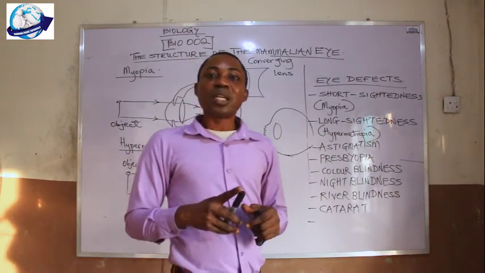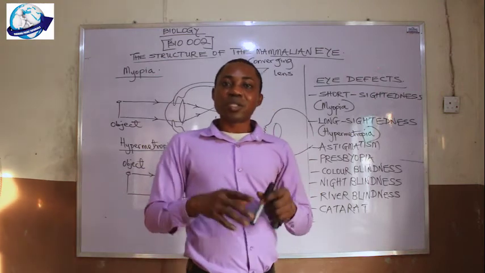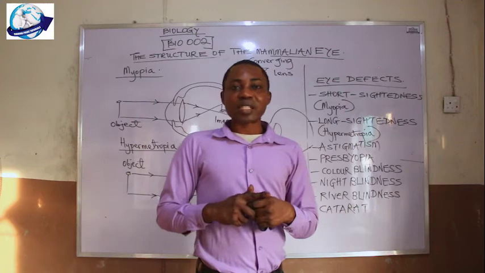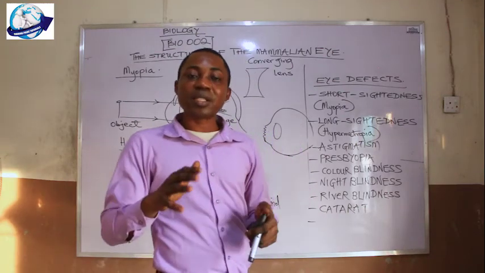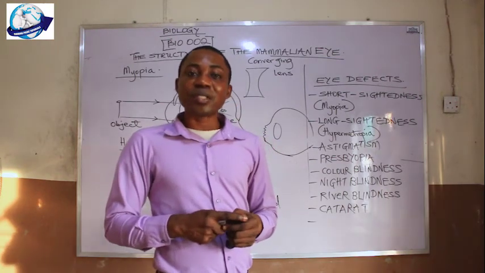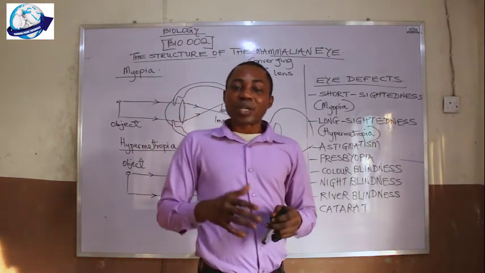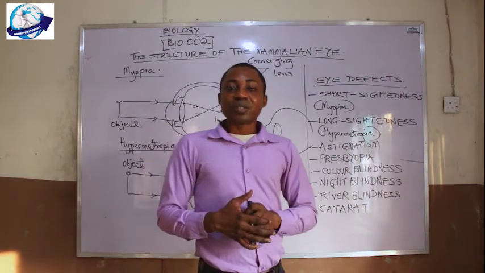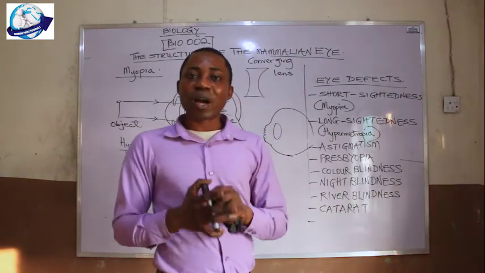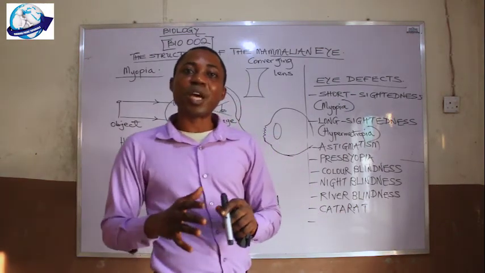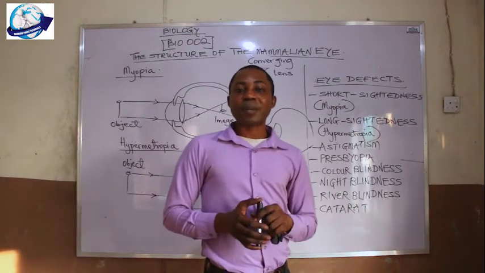Then again, we should avoid reading with poor lights. Poor lights can affect the eye. And we should avoid straining our eyes when we are looking at objects that are very far away or very near. Another way to care for our eyes is to take food rich in vitamin A, which will help to clear off any form of night blindness.